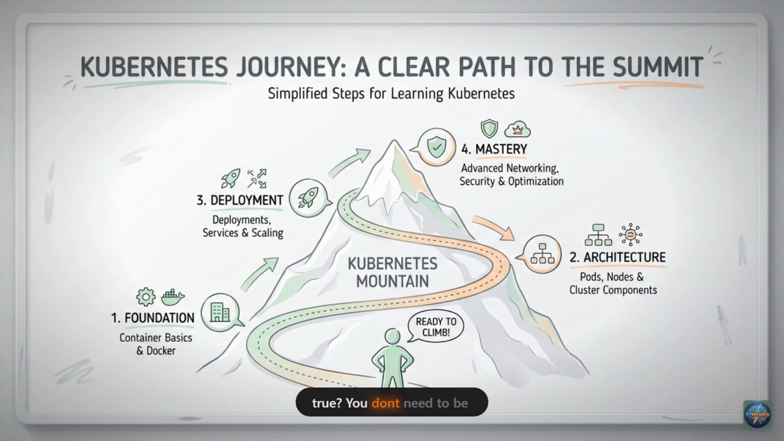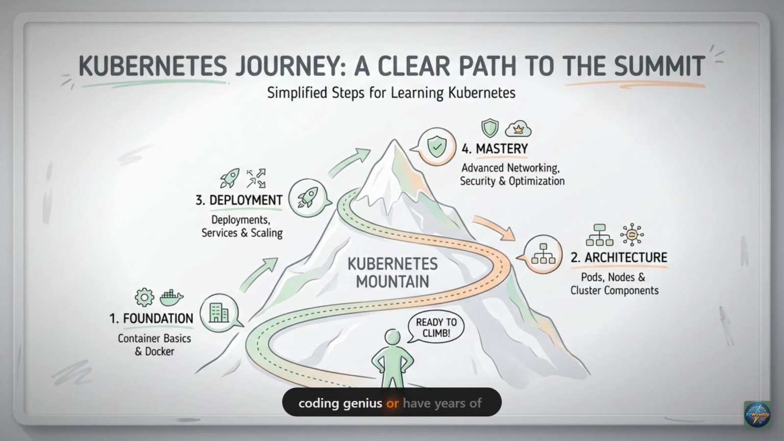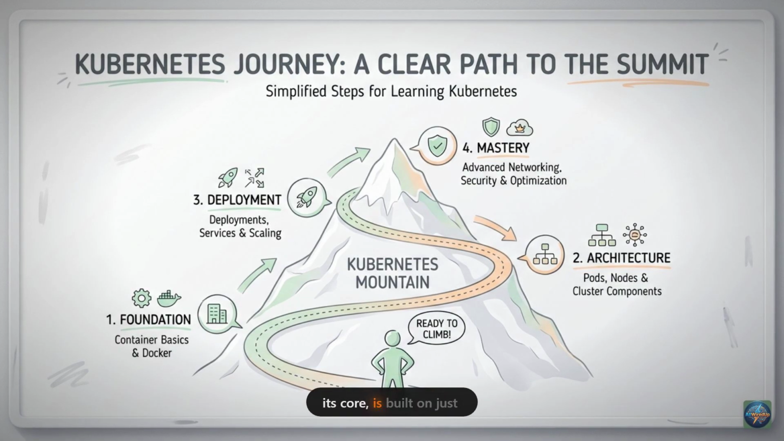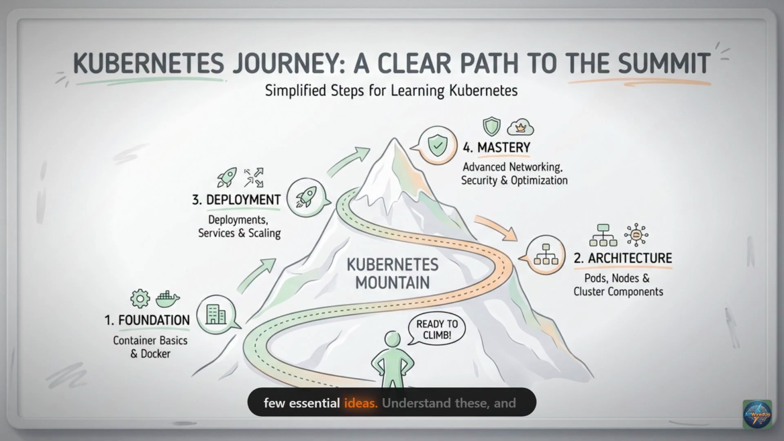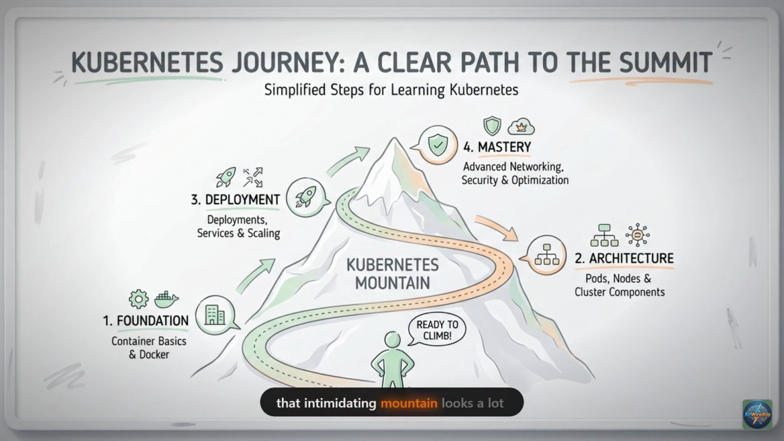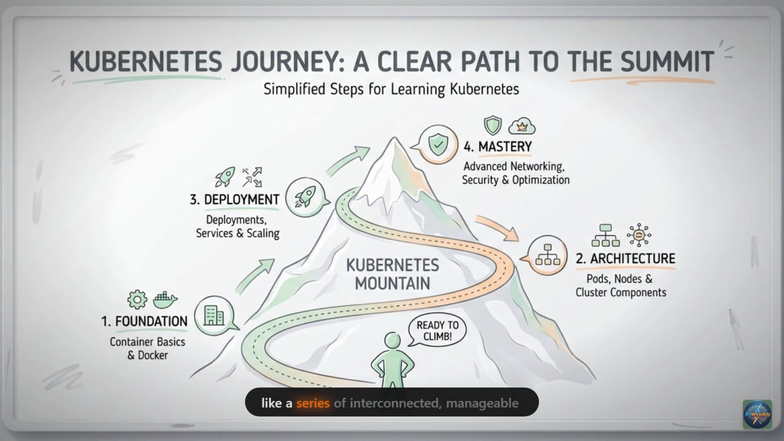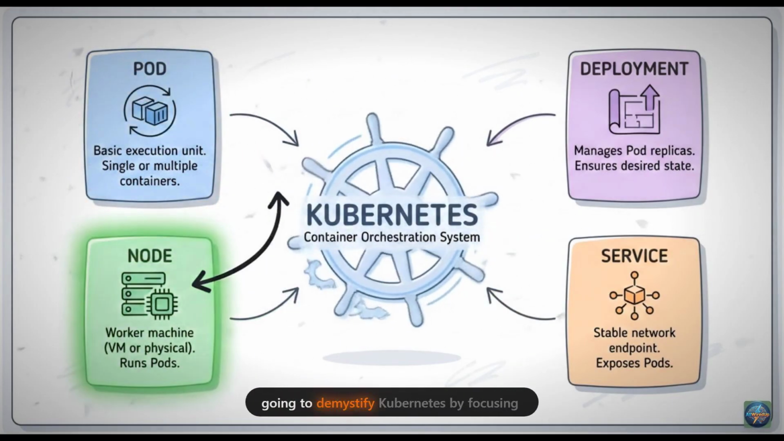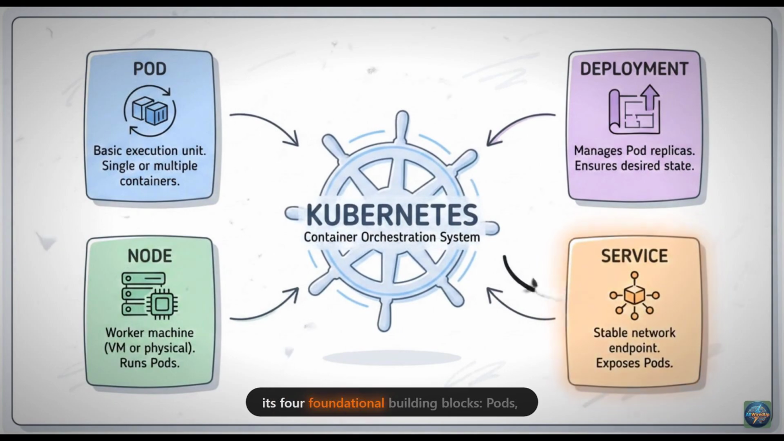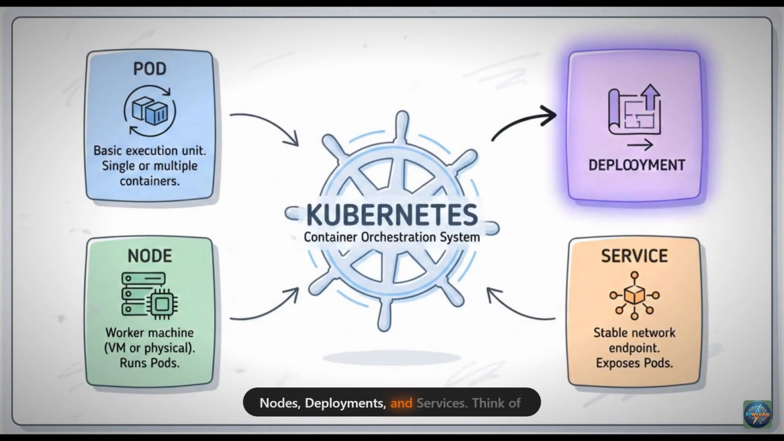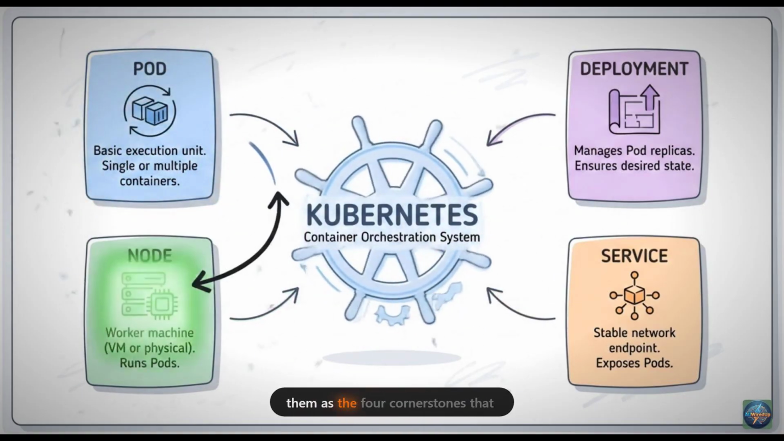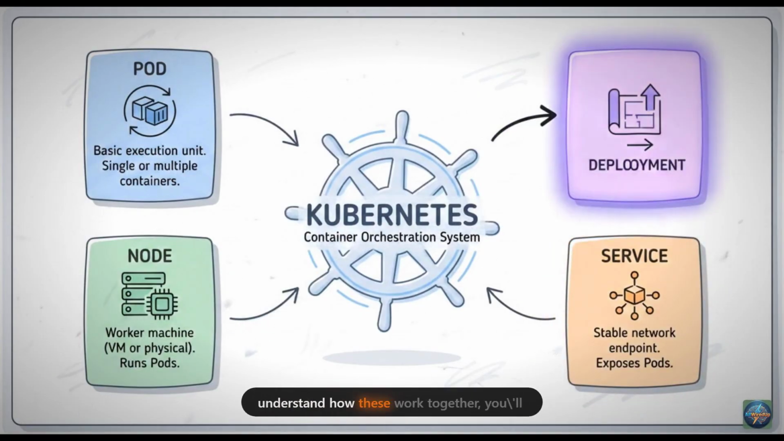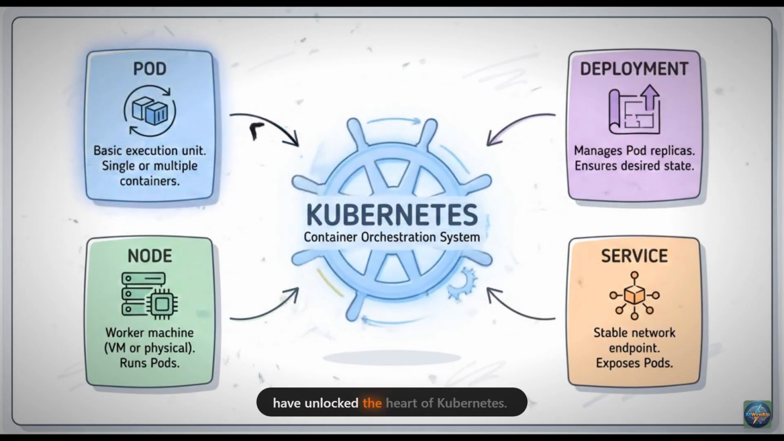You don't need to be a coding genius or have years of DevOps experience to grasp the fundamentals. Kubernetes, at its core, is built on just a few essential ideas. Understand these, and suddenly, that intimidating mountain looks a lot more like a series of interconnected, manageable steps. In this crash course, we're going to demystify Kubernetes by focusing on its four foundational building blocks: pods, nodes, deployments, and services. Think of them as the four cornerstones that hold everything else up. Once you understand how these work together, you'll have unlocked the heart of Kubernetes.